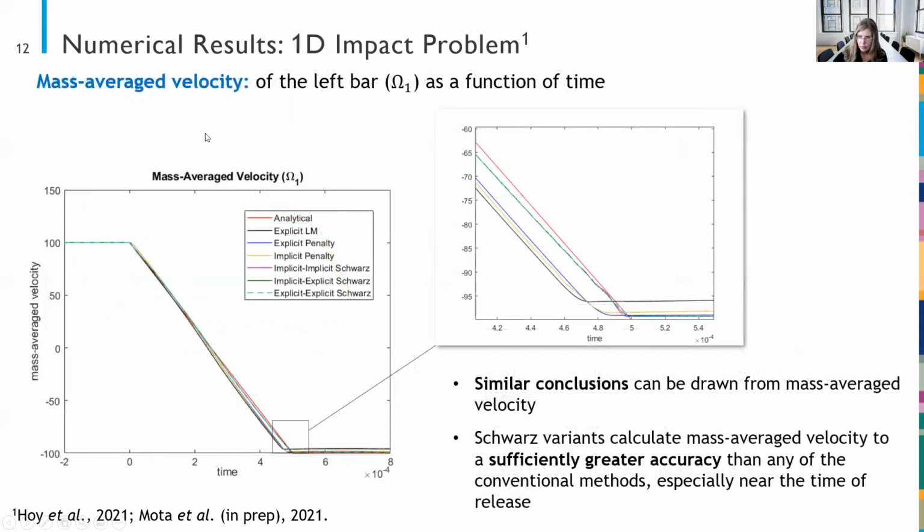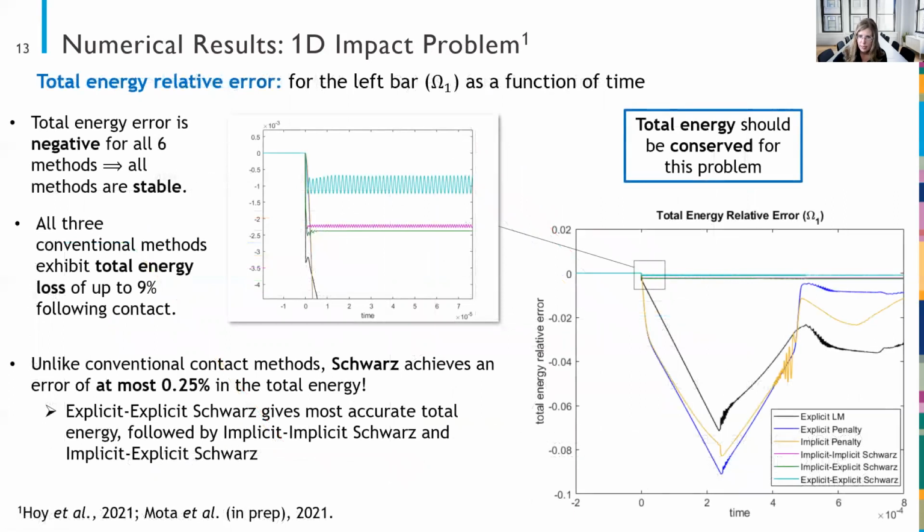0.1%. Similar results are shown for the mass average velocity, where the Schwarz variants calculate this quantity to a sufficiently greater accuracy than any of the conventional methods, especially near the release time, where you see a lot of error in the conventional methods. And where the Schwarz method really shines is looking at energy conservation. Total energy should be conserved for this problem. You can see that the conventional methods exhibit energy loss of up to 9% following contact, whereas we get at most a 0.25% error in the total energy for the Schwarz methods.